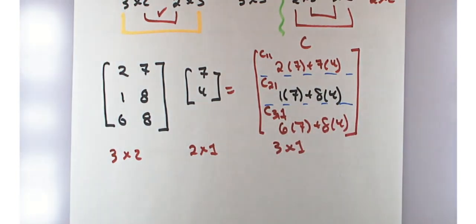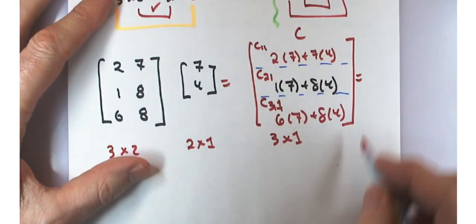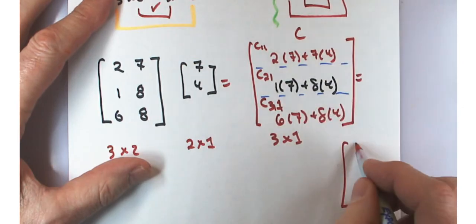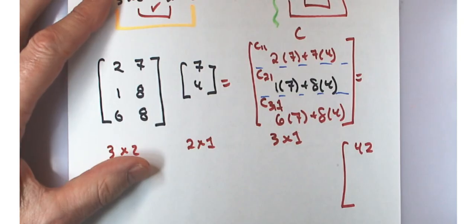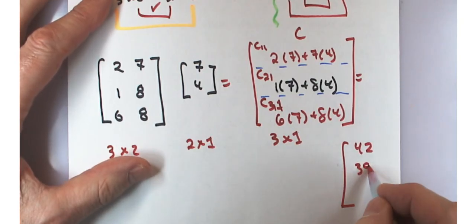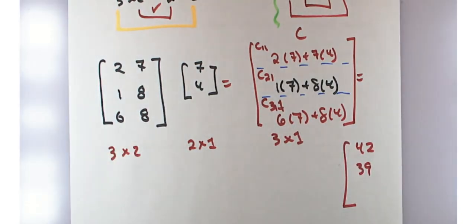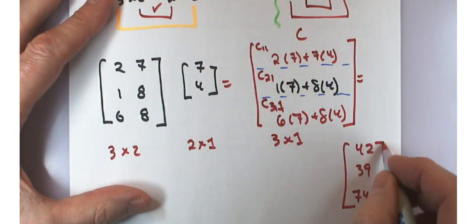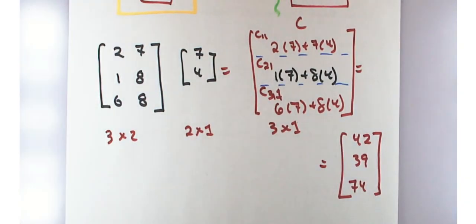Okay, great. The rest of this is just arithmetic. 14 and 28 gives me 42. 7 and 32 gives me 39. And 42 and 32 gives me 74. And that's it. Did I make an addition mistake someplace?